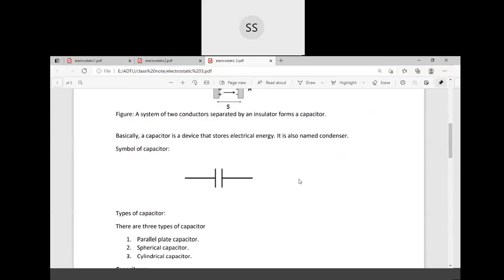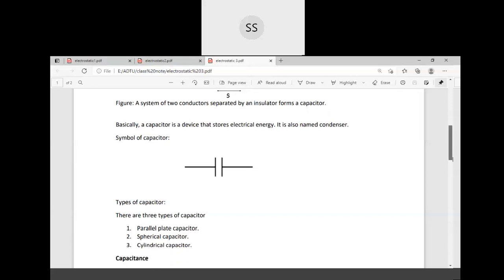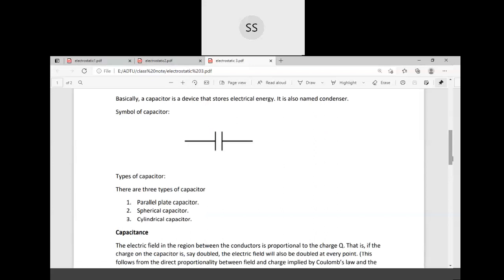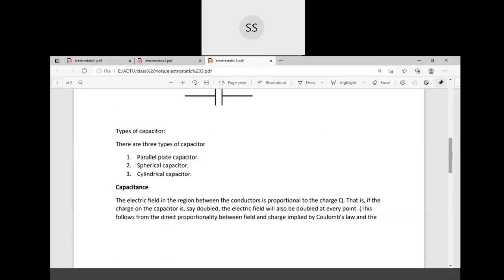So this is the symbol for a capacitor. If we draw an electrical circuit, and we have to put a capacitor, we will use this symbol to show the capacitor. There are three kinds of capacitor: parallel plate capacitor, spherical capacitor, and cylindrical capacitor. Types of capacitor.